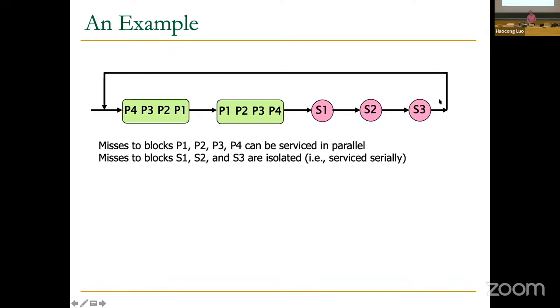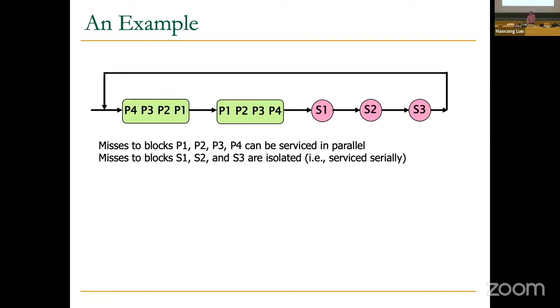It's a nice cyclic access pattern, like we have seen. The difference between P and S is that misses to blocks P1, P2, P3, and P4 can be serviced in parallel. And misses to blocks S1, S2, and S3 are isolated. Hopefully that makes sense, right? So basically, these misses are less costly from the processor's perspective. These misses are a lot more costly. Eliminating S1 actually stops the stall of the processor completely.